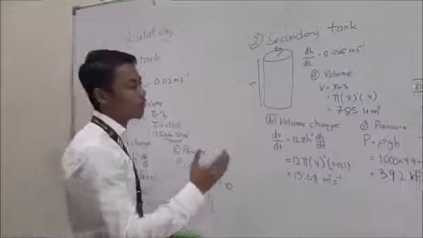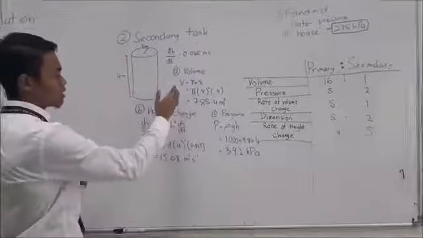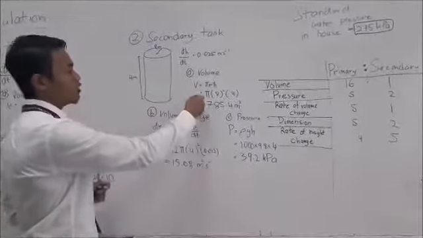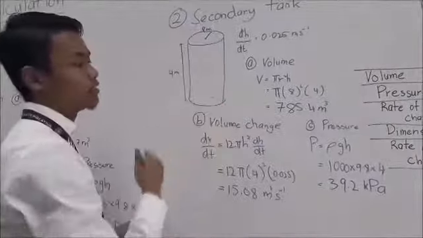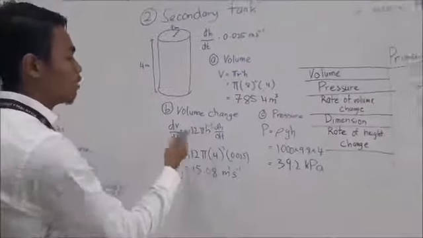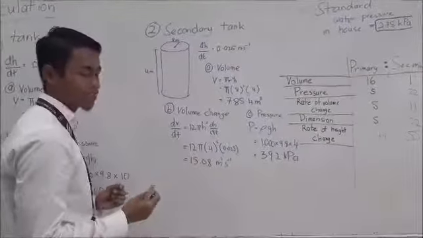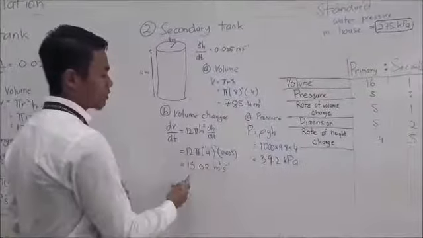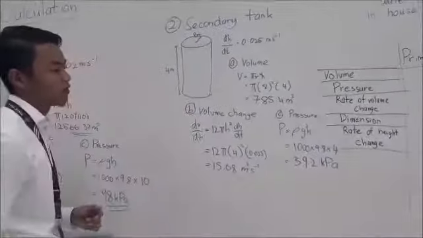Next we move on to calculate the volume of our secondary tank. Same as the previous one, we use the formula pi r squared h, and we enter the values of the dimensions of the tank and we get the volume of the tank. Same goes for the volume change, which also uses the concept of differentiation to get the rate of volume change per second, which is 15.08.